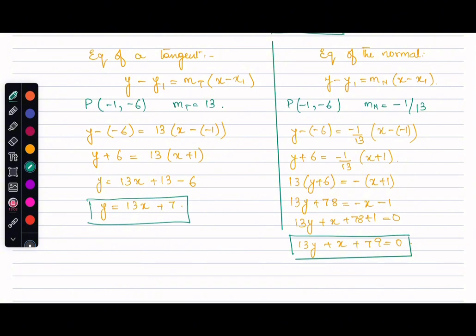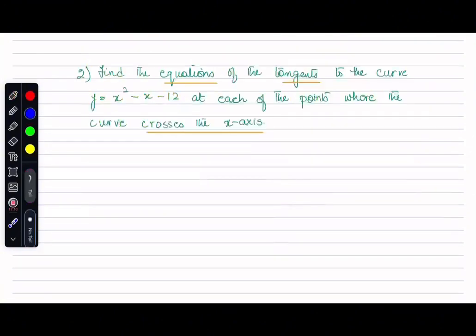So this is how simple it is to get the equation of the tangent and the normal to the curve at a given point. So let's do another question. Question 2. Find the equations of the tangents to the curve y equals x squared minus x minus 12 at each of the points where the curve crosses the x-axis. Now, according to the question, we are supposed to find the equations of the tangents, meaning we have to find more than one equation of the tangent at each of the points where the curve crosses the x-axis.